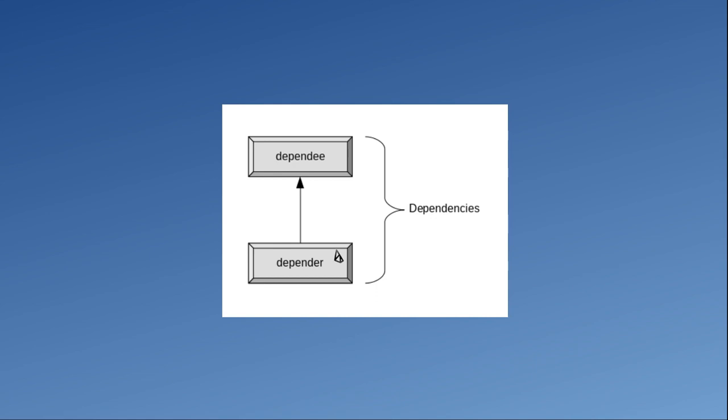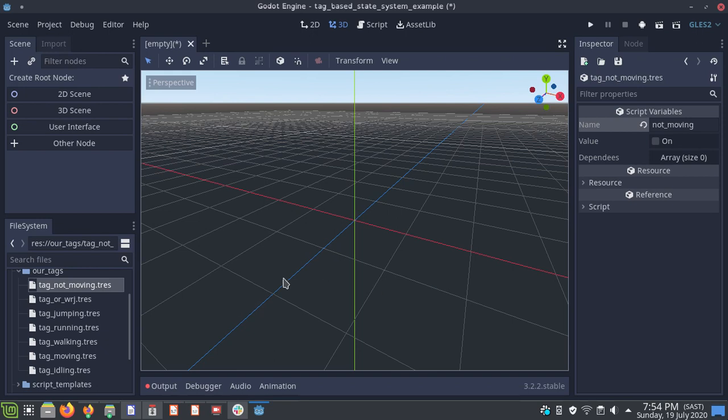And we connect these tags with code using a function. We take the depender and we add the function add_dependee, and in parentheses we add the dependee. So let's begin creating the code.